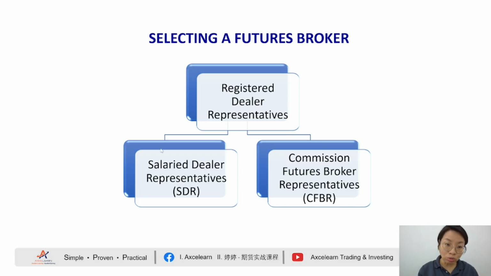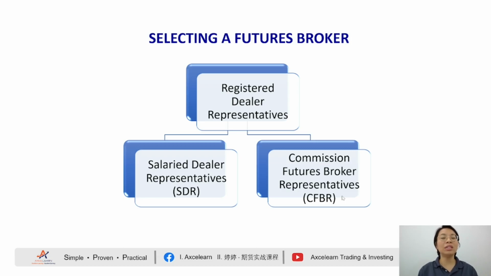So for these two, it doesn't matter whether SDR or CFBR, their responsibilities are the same. For example, they can take orders. They can help you submit orders, modify your orders, change your email address, and open your trading accounts. So their responsibilities are the same. The only thing is one is representing the companies, one is representing individuals.